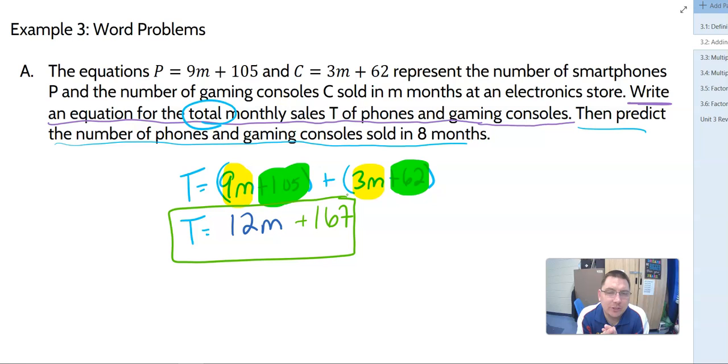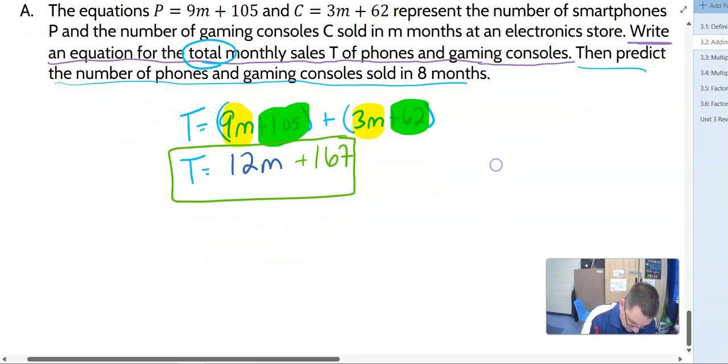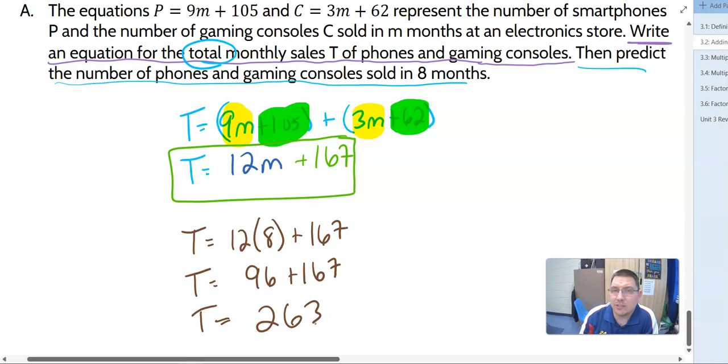But part B of the question says to predict the number of phones and gaming consoles sold in 8 months. And so if we're going for 8 months, that means our m has to be 8. And so we're going to plug that in. And so we're going to get T is equal to 12 times 8 plus 167. So T is equal to 96 plus 167. And so T is equal to 263. So what does that 263 represent?